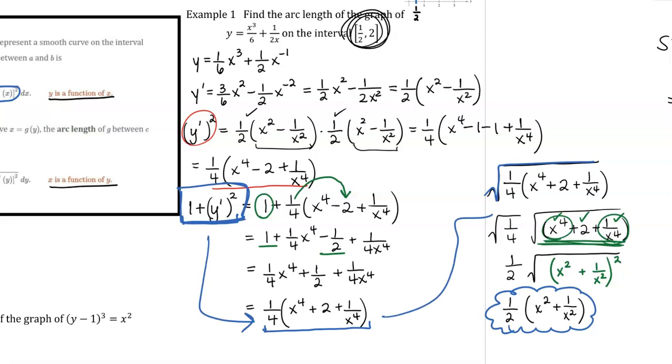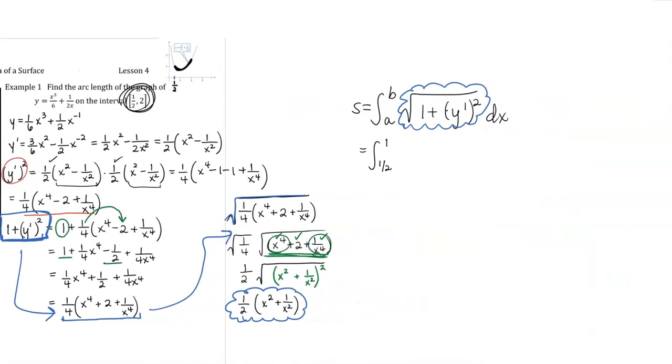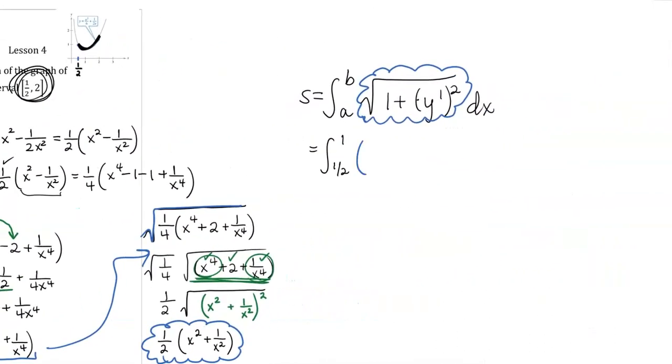We took the square root of all that stuff and we simplified it to get that blue cloud at the bottom. So that's what I'm putting on the inside of the integral. 1/2 x squared plus 1 over x squared dx. I don't need that parenthesis right there. I'm going to go ahead and pull the 1/2 out in front of the integral. And now we can start integrating.